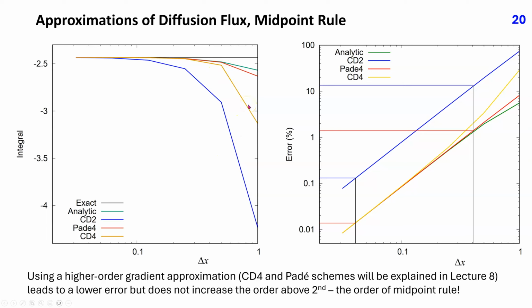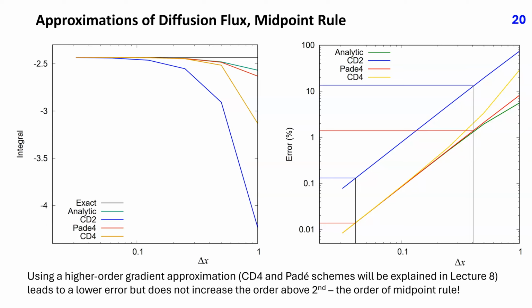Both central difference CD2 and midpoint rule for integration are second-order approximations, and the two-level flux approximation also converges with second order, as the blue line shows. The error reduces 2 orders of magnitude when the grid spacing is reduced by the same factor. Approximations of the derivative at the cell phase center with an order higher than second do not lead to a higher order of the flux approximation.